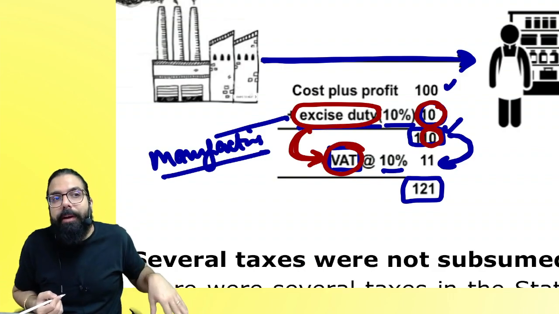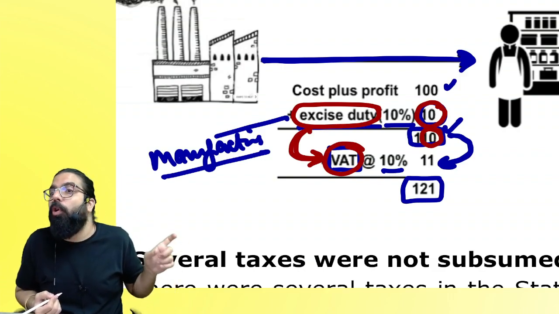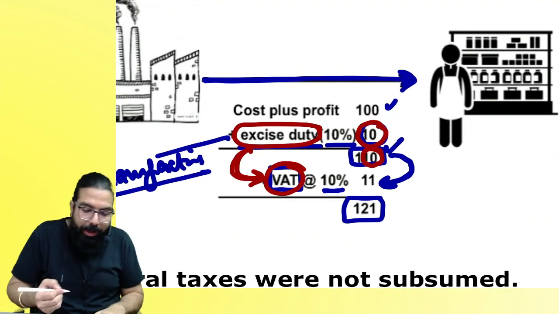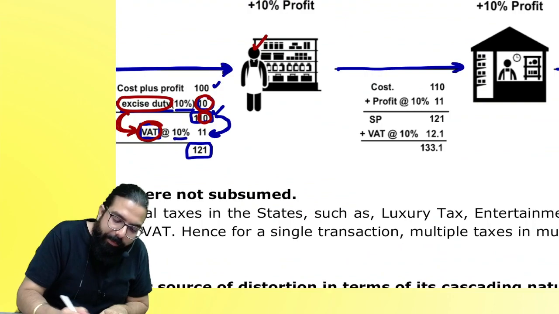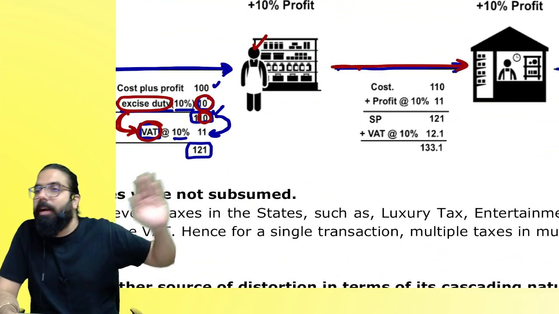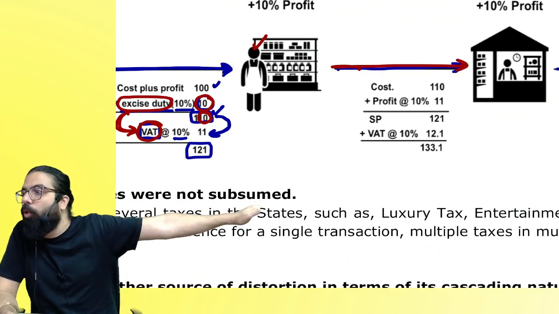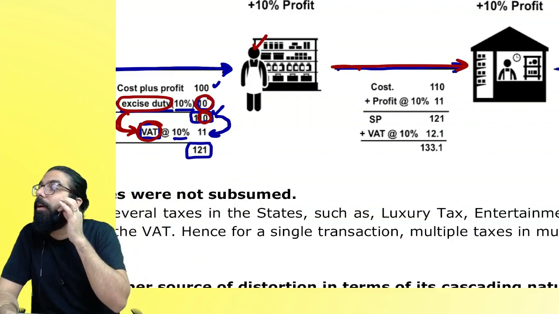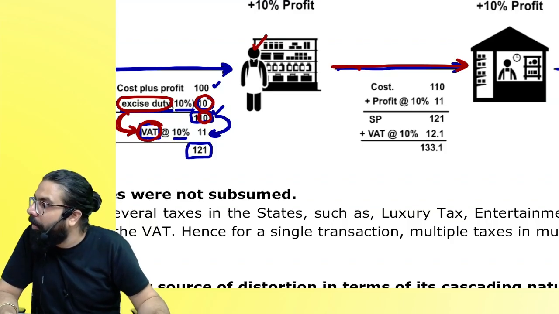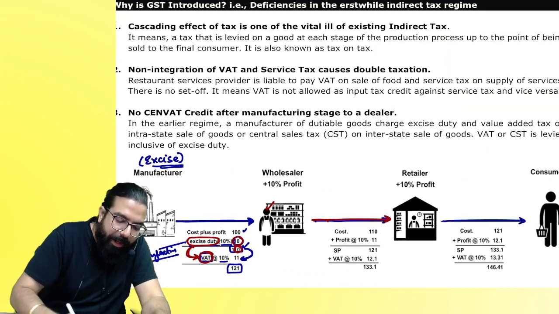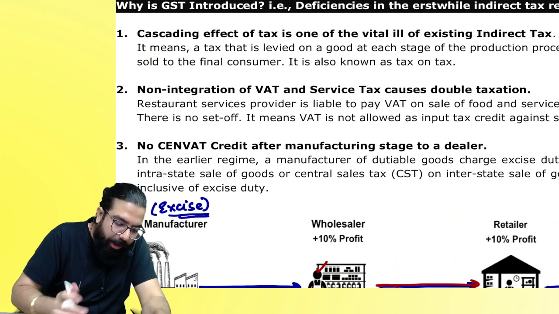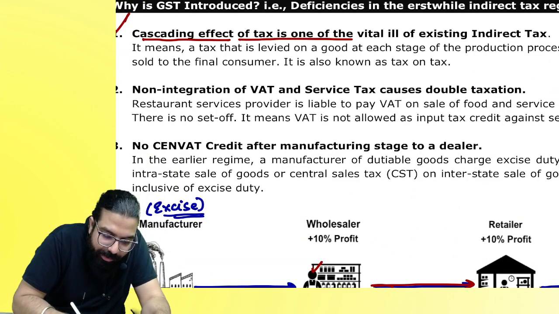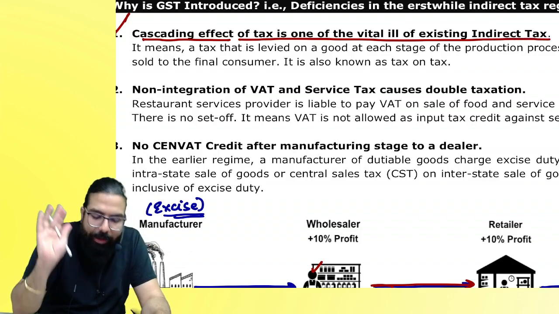Because of this, what will happen? The commodity's price will go up or down? Up. Yes or no, everyone? When it is sold to this person, he will go ahead and sell it further. Don't you think that when the ultimate consumer buys, the price will go up because tax on tax is charged? And that was a problem in the earlier tax system. Are we clear? Hence they said we'll bring in what, everyone? GST. Number one, cascading effect of tax is one of the vital ill effects of indirect tax.